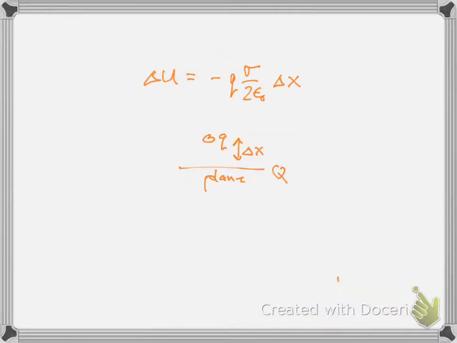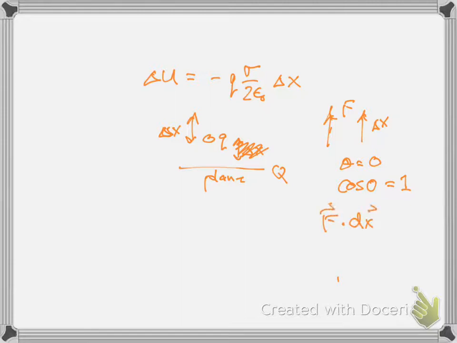Whoops, I made a mistake. I have to be moving it farther away from the plane, because by definition of the dot product, the force is this way and delta x is this way. So that's when the angle between them is 0 and the cosine of 0 is 1. So F dot dx is F dx cosine theta, and that situation is when the displacement is away from the plane.